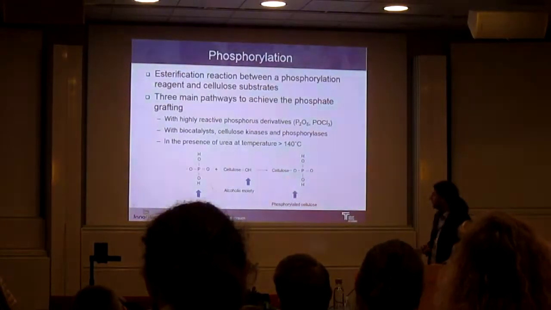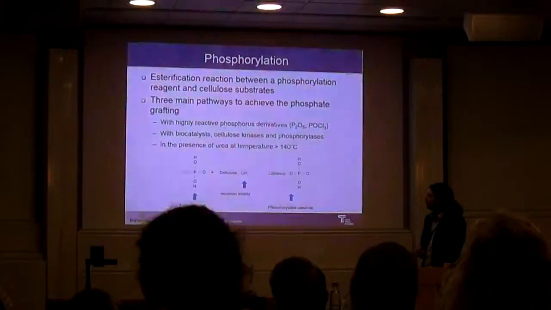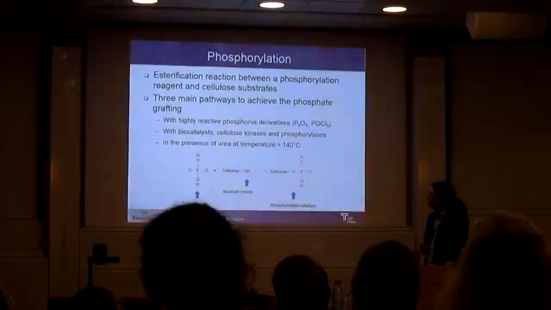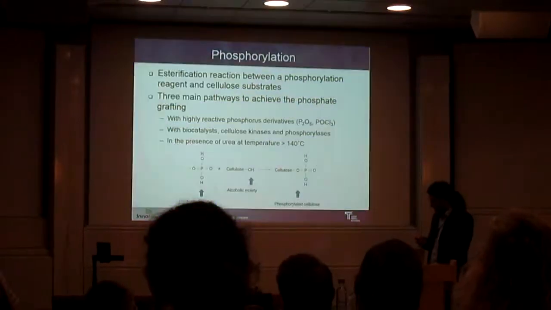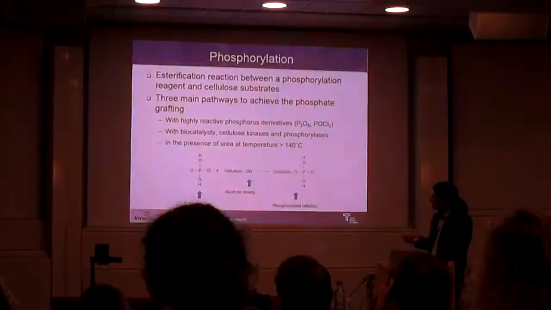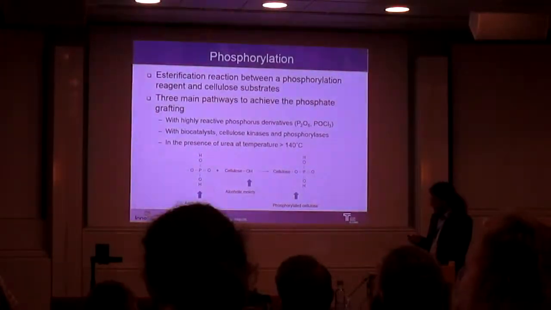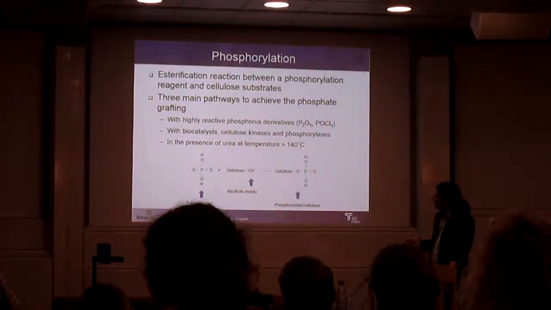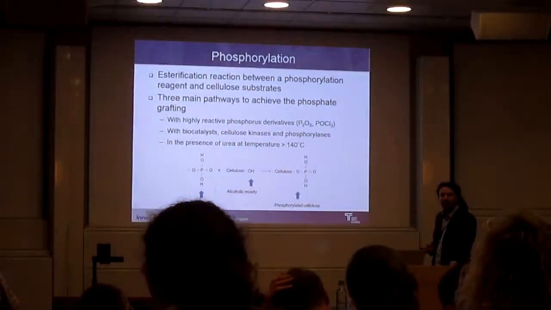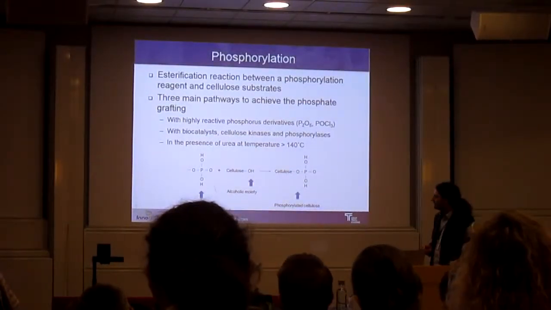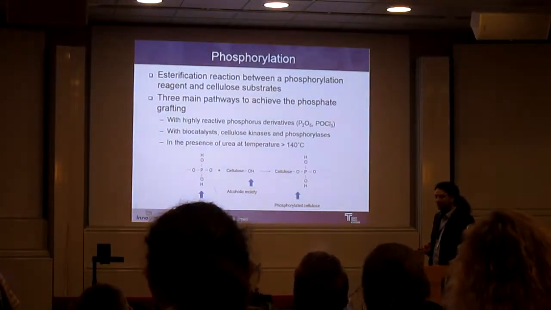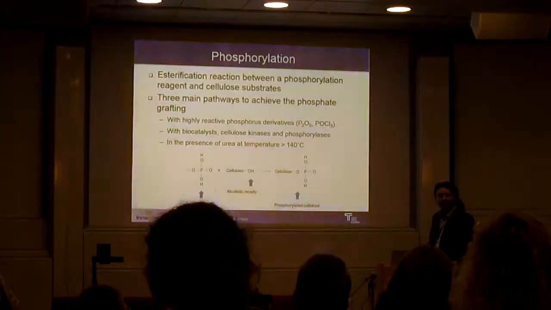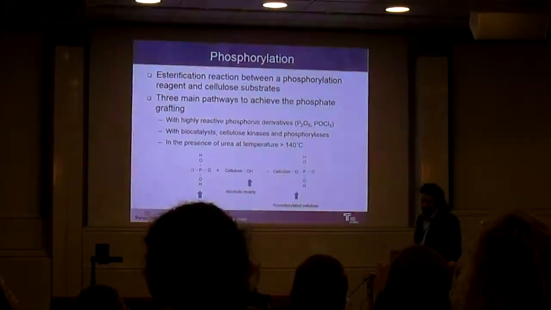What is special in our facility is that by making this phosphorylation, we have a patent. We make this phosphorylation in the presence of urea, in melted urea. For that reason, we need a temperature exceeding 140 degrees. And we make it using phosphate esters as phosphorylating reagent.